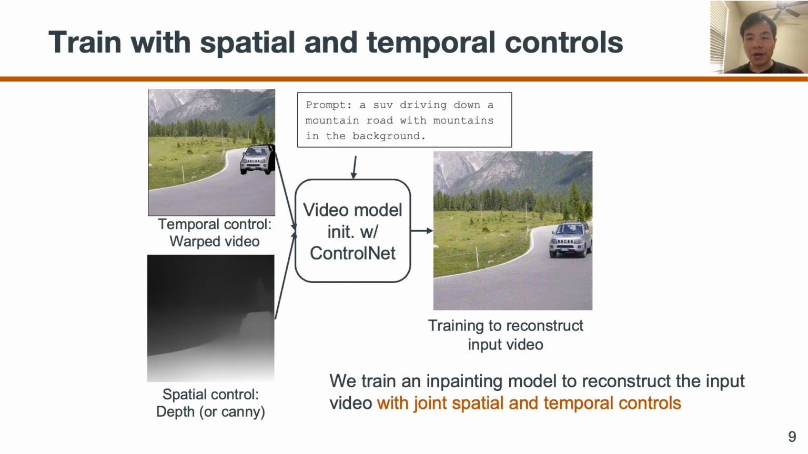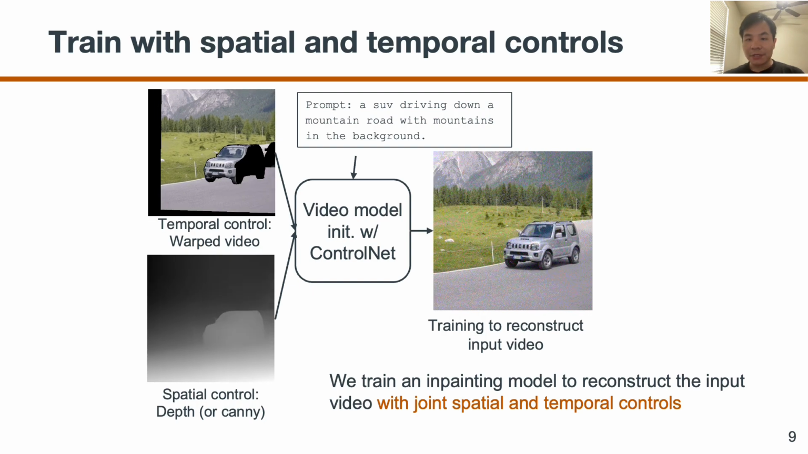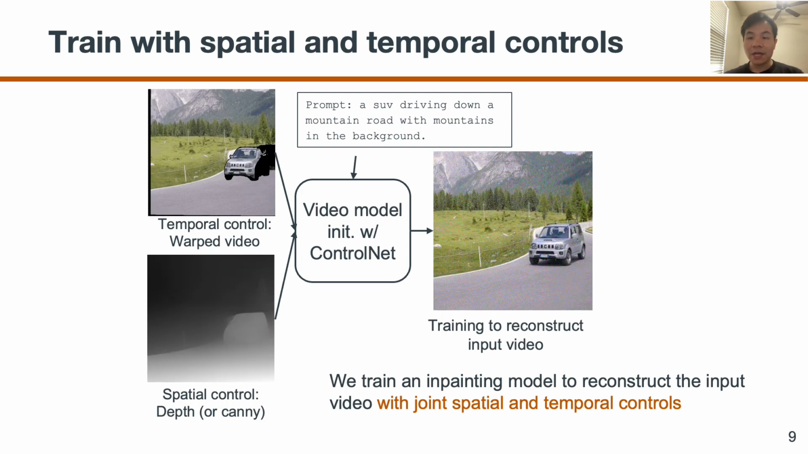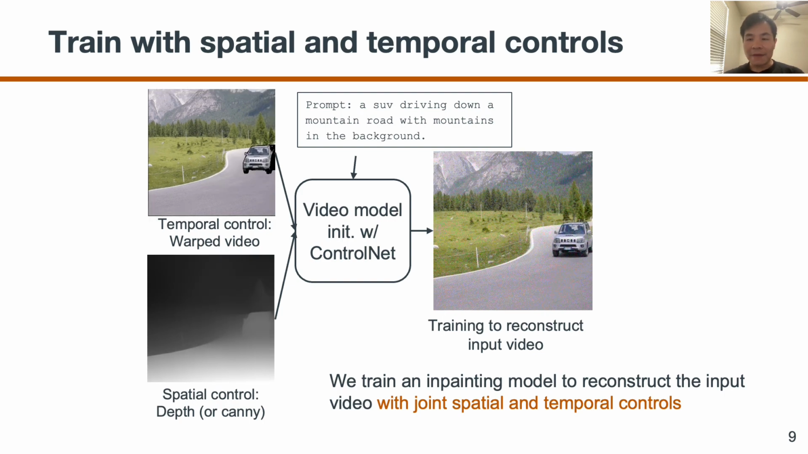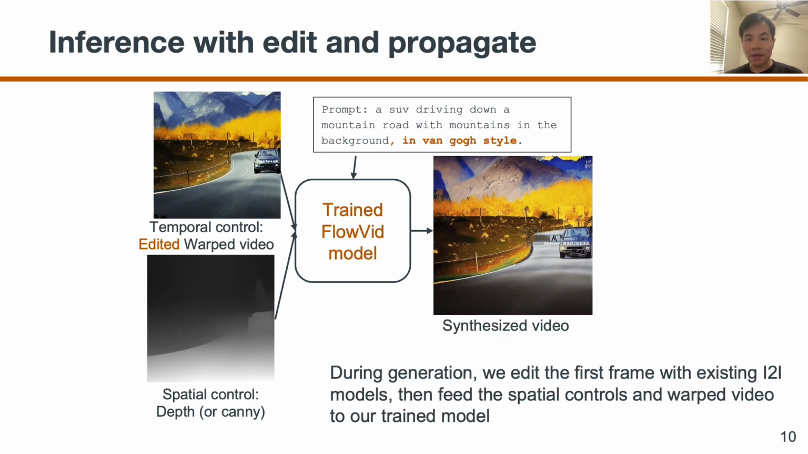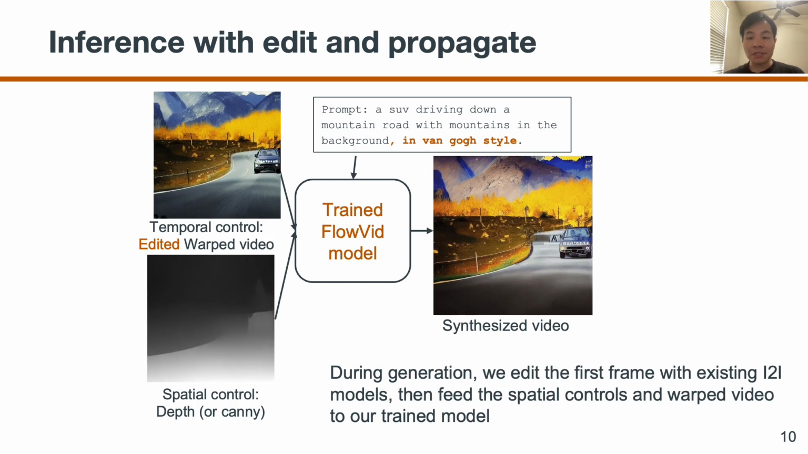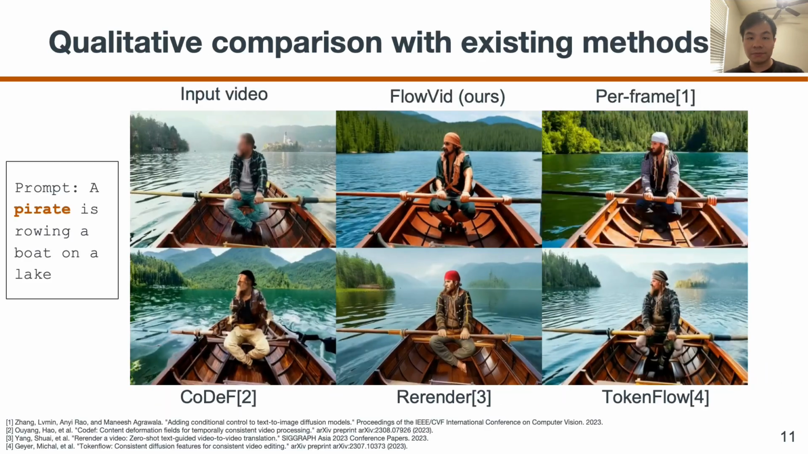We propose to train a video diffusion model taking 2 types of conditions. One is spatial controls like depth or canny to provide the layout of the video. The other is the temporal control, our warped video on the top left, which provides most of the texture pixels. After training, we first obtain the edited warped video as introduced before. Then we put the edited warped video and the new prompts, as well as the spatial control, all together into the trained FlowVid model. Then we could synthesize a good video.